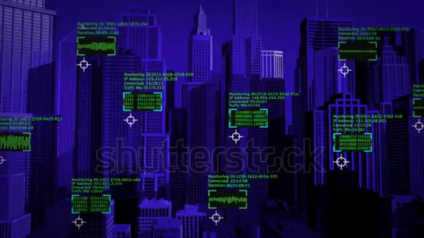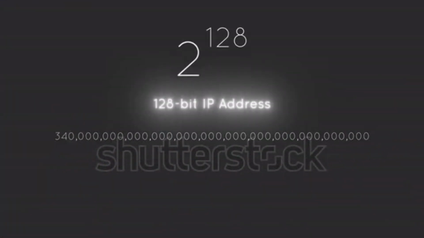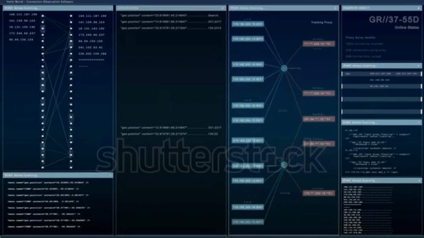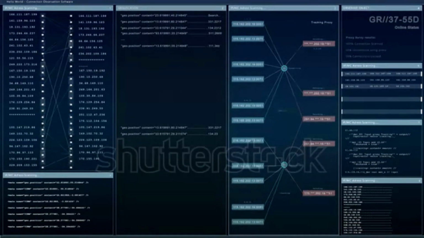Another interesting aspect of IP addresses is geolocation. By analyzing the IP address, websites and services can determine the general location of the device accessing them. This information can be used for targeted advertising, content localization, or even to enhance security measures.